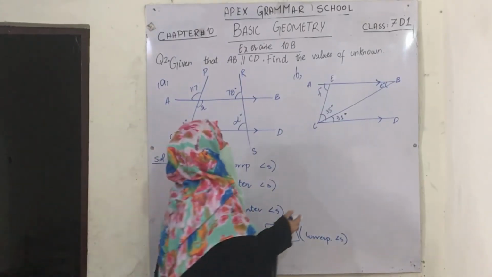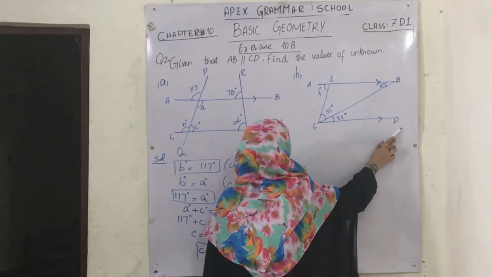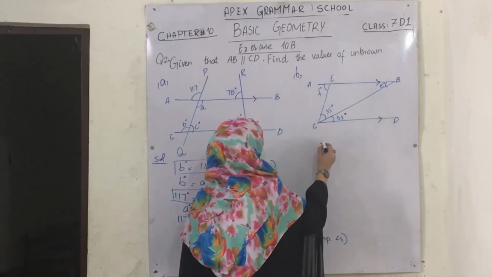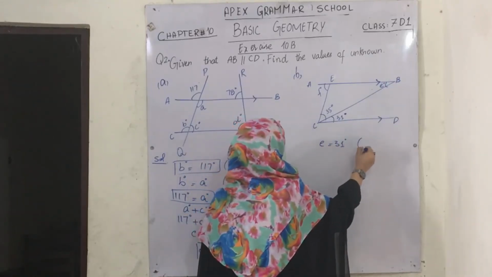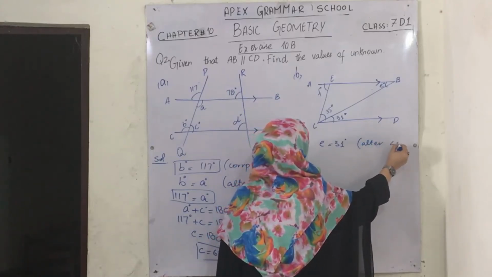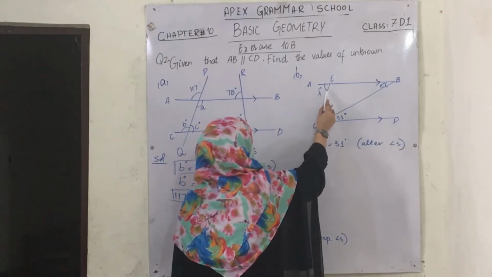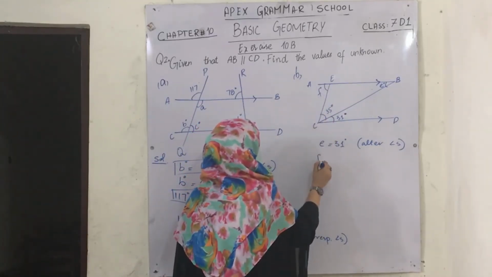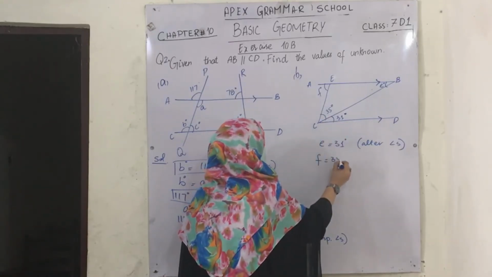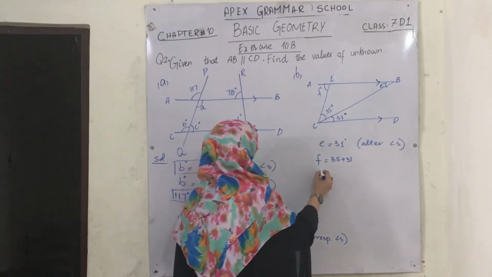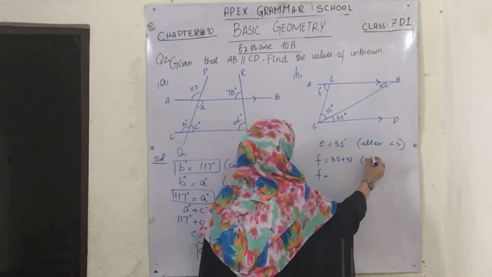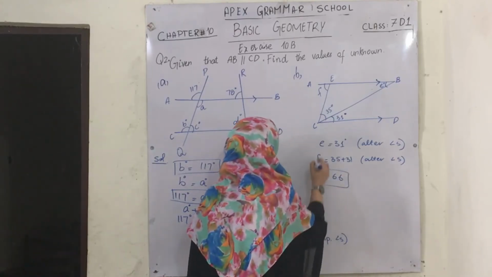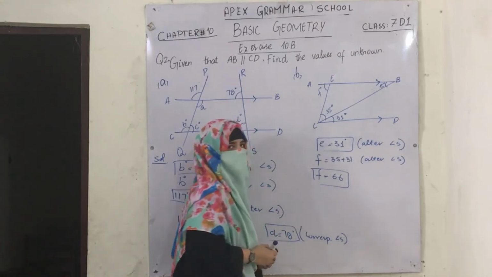Question number 2, B part. In this part, you can see that AB is parallel to CD and there is a transversal line, this one BC, and E will be equal to 31 degrees because they are alternate angles. Also, this is a transversal line which is intersecting these two parallel lines. So F will be alternate to 35 plus 31 degrees, so the value of F is 66 degrees and the value of E is 31 degrees.